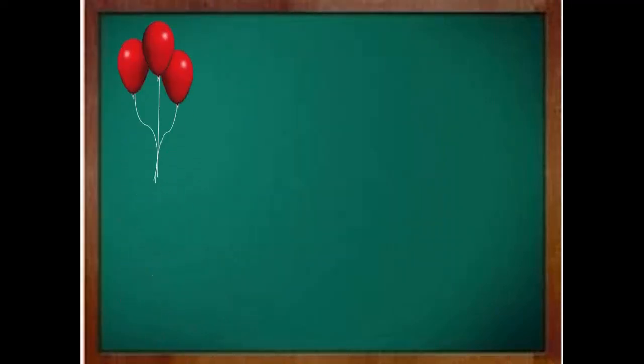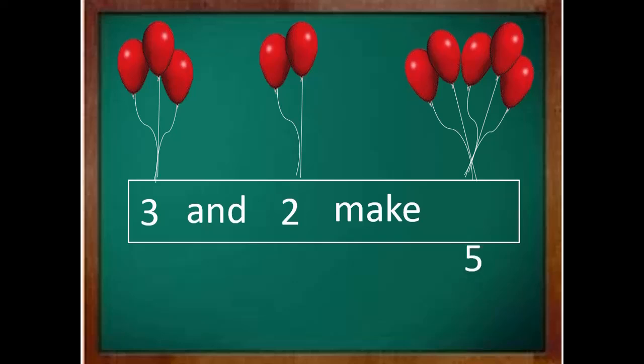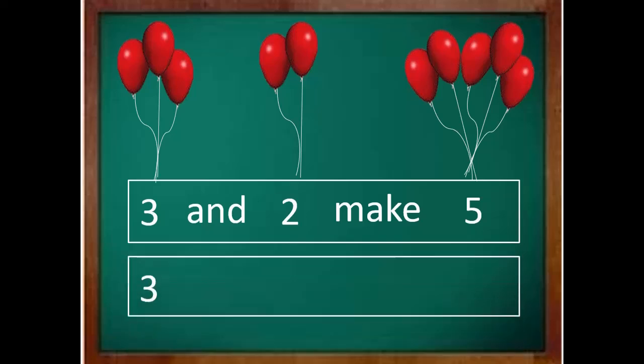We see 1, 2 and 3 balloons, and we see 1 and 2 more balloons. How many balloons are there altogether? 3 and 2 balloons together make 1, 2, 3, 4 and 5 balloons. We are actually adding 3 balloons to 2 balloons. So we write 3 plus 2 is equal to.